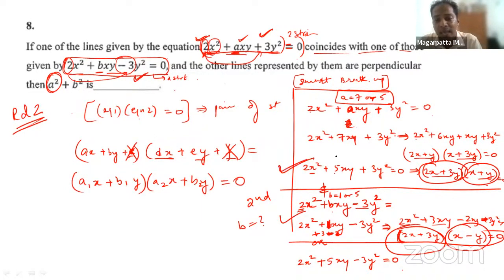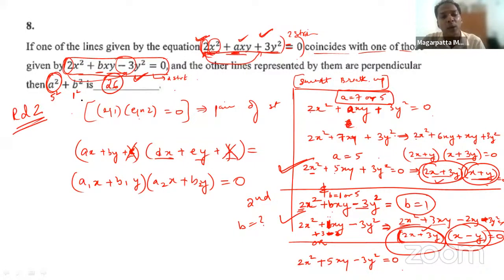For this case, the A was 5, and for this case, the B is 1, and both the conditions are satisfied, if I'm not wrong. Right? Both the conditions are satisfied: 2x plus 3y, 2x plus 3y, and x plus y and x minus y are perpendicular to each other. So two lines are coinciding and two lines are perpendicular. For that to happen, I'm getting the condition as one of the values is 5 and the other value is 1. So 5 square plus 1 square, the answer should be 26.